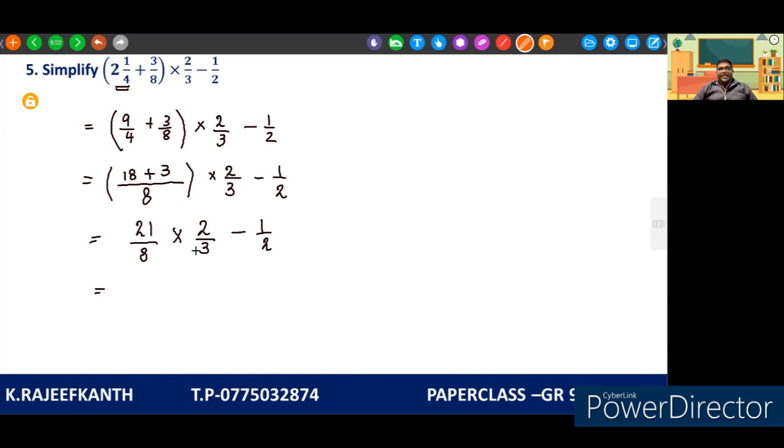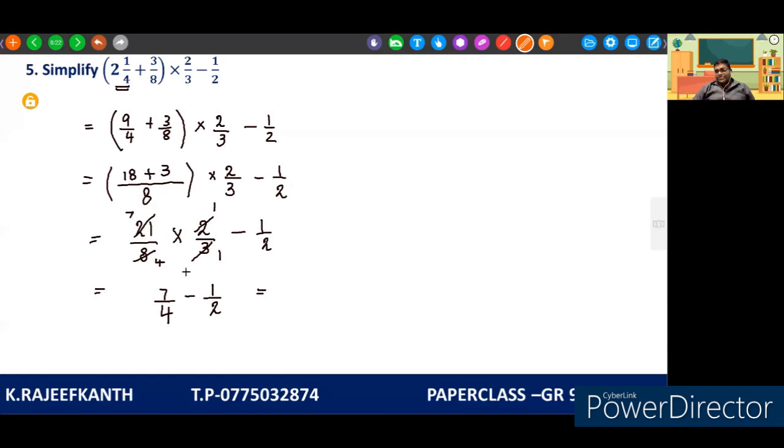Right. Now we can divide the numerator and the denominator by the common factors. Here 21 and 3. We can divide these 21 and 3 by 3, because 3 is the common factor for 21 and 3. If we divide by 3, then 1. 21 divided by 3, then 7. Here the 2 and 8, the common factor is 2, so we can divide by 2, then 1. 8 divided by 2, 4. Then 7/4 minus half.